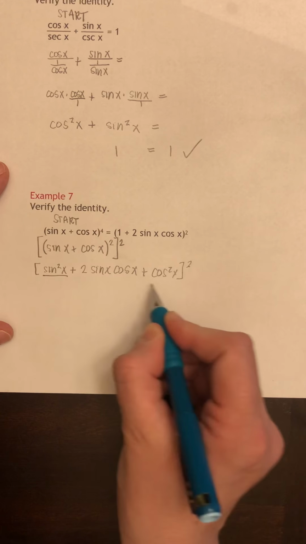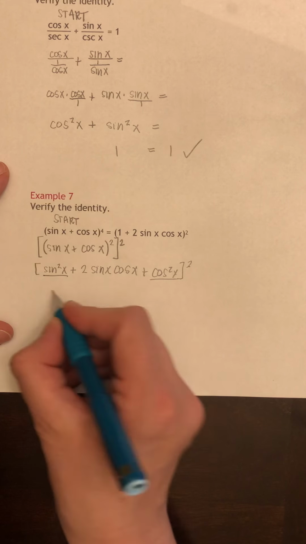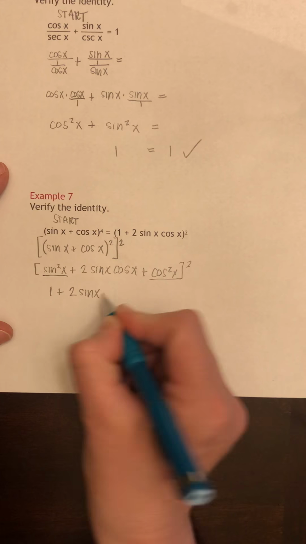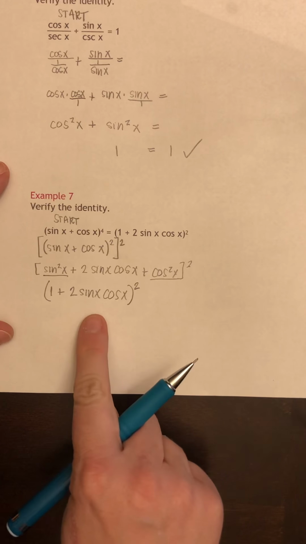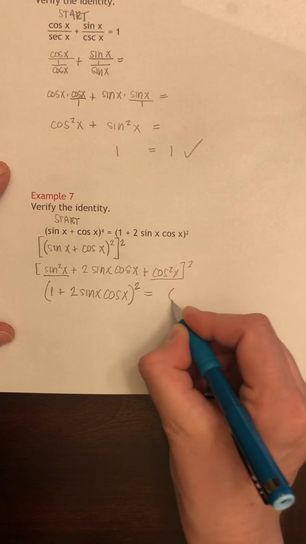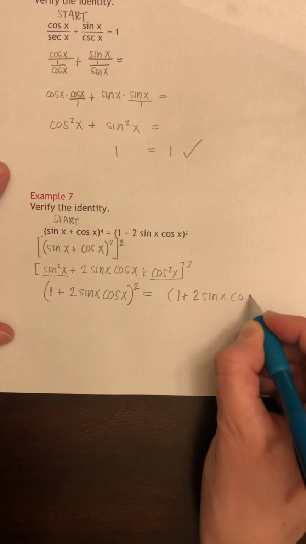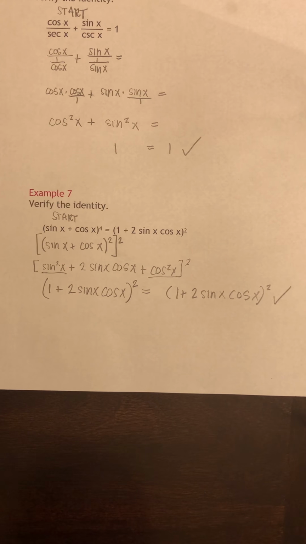The sine squared x and the cosine squared x, remember from the very first Pythagorean identity, that turns into a 1, still having the 2 sine x cosine x, and again we still have the outside exponent of a 2, which works out perfectly because that is the same thing we see on the right hand side. And so that one was pretty easy. If you see things that are from problems you've done previously, use that information and make your life a little bit easier.